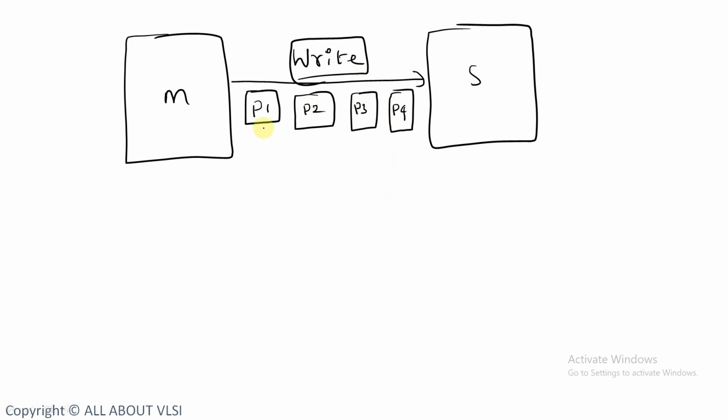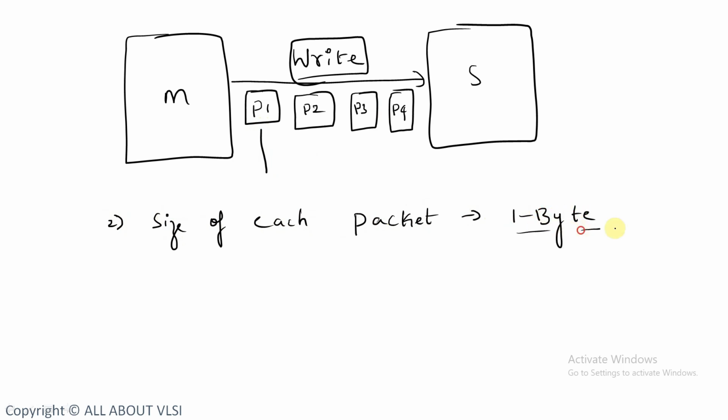Now, let's say the size of each packet, I will write down here, is 1 byte. So the size of each packet is 1 byte. That is, packet P1 is 1 byte, packet P2 is 1 byte, packet P3 is 1 byte, and packet P4 is 1 byte.